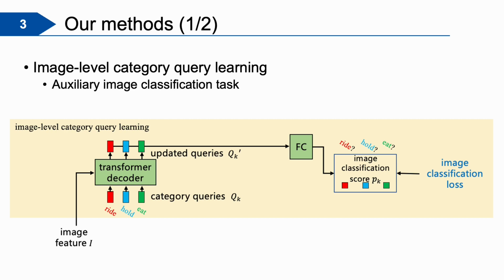The first is to learn the queries. For this, we add an auxiliary image classification task. This task itself is not helpful. It initializes one query for each category, like one query for ride, one query for hold, and it updates the queries through an image-level classification.